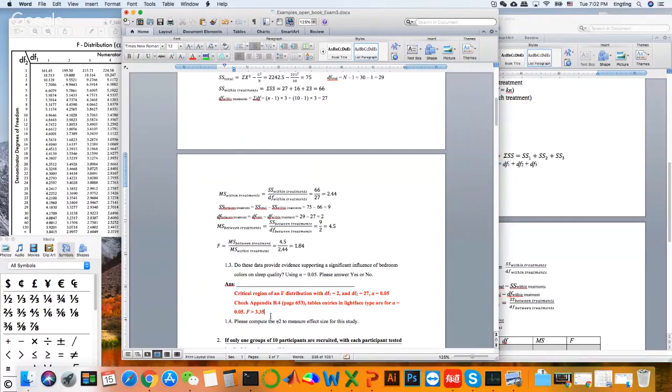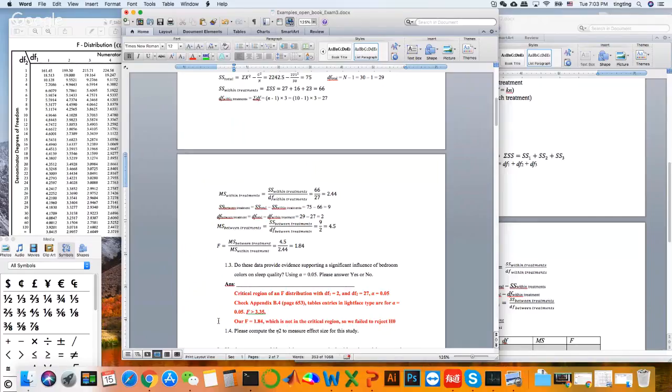And then let's check whether or not our data falls in it. Our F value equals 1.84, which is not in the critical region. So we fail to reject H0.